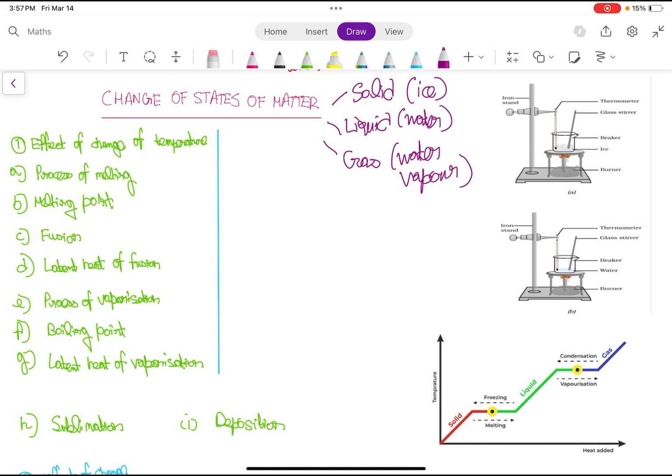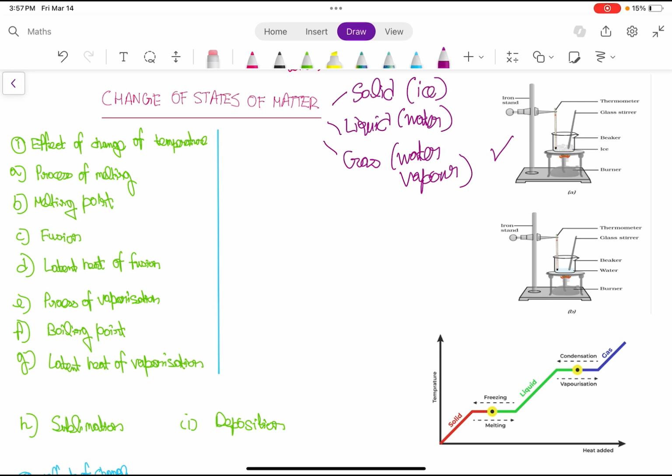Now, what is the effect of change of temperature on the solid? If we consider this figure, then ice is kept in a beaker and the thermometer is also kept in it. The system is on an iron stand and the burner flame is lit. So how does the solid change into liquid, and what is this process called? This process is called melting.